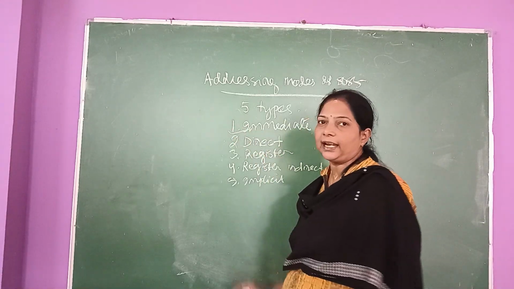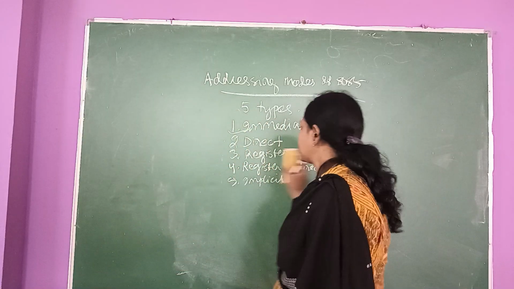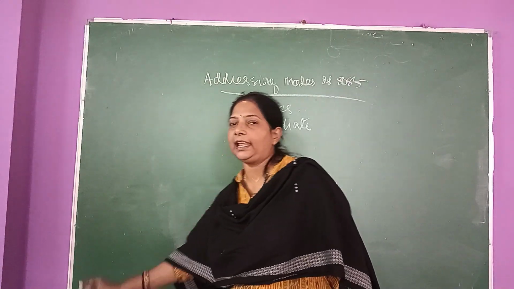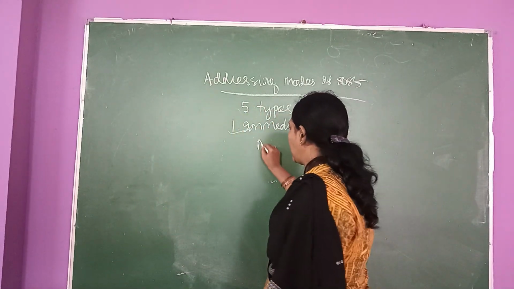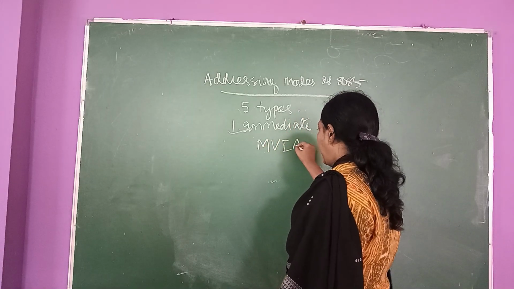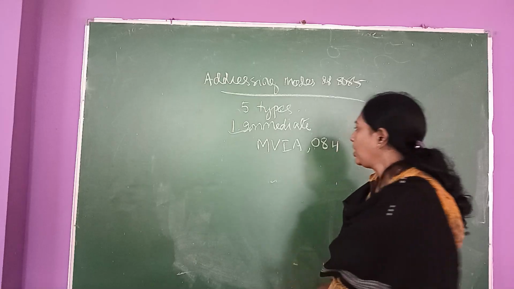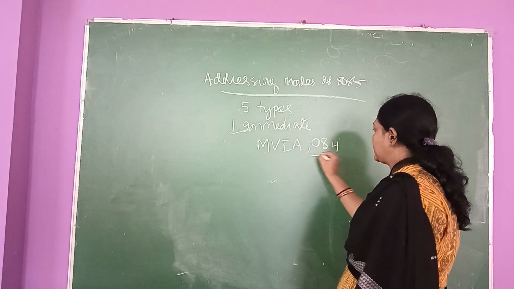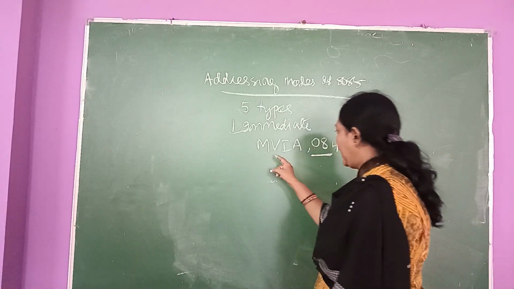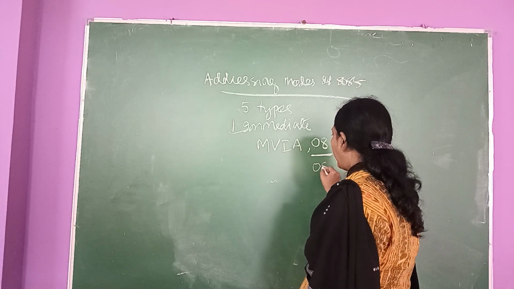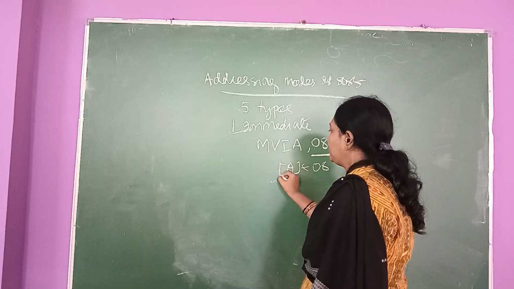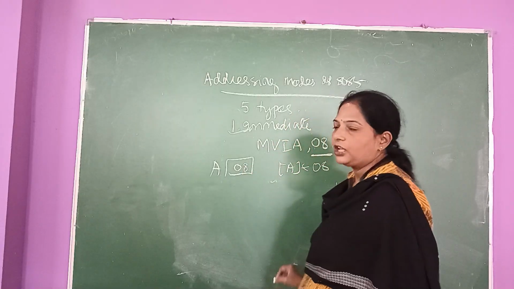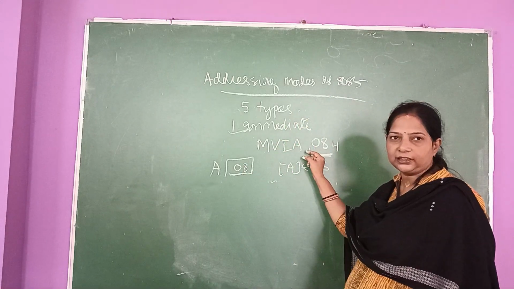The first one is immediate addressing mode. In case of immediate addressing mode, the operand contains the data. That means the data is directly given in the instruction. So let us take an example, and the example is MVI A, 08H. So MVI A, 08 means here in this instruction the data 08 is given directly in the instruction, and MVI A, 08 means 08 data is given to accumulator. That means if this is accumulator, then it contains the data 08. So here the data is directly given in the instruction.